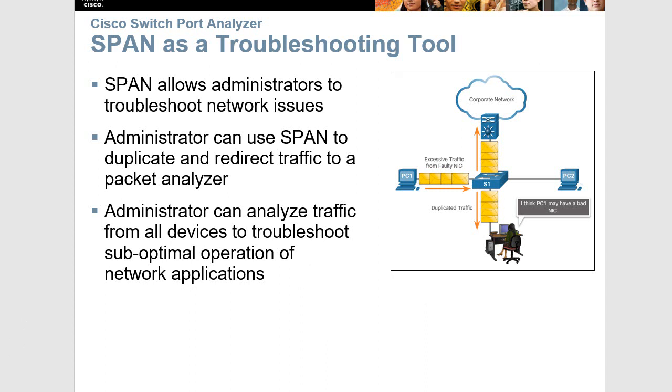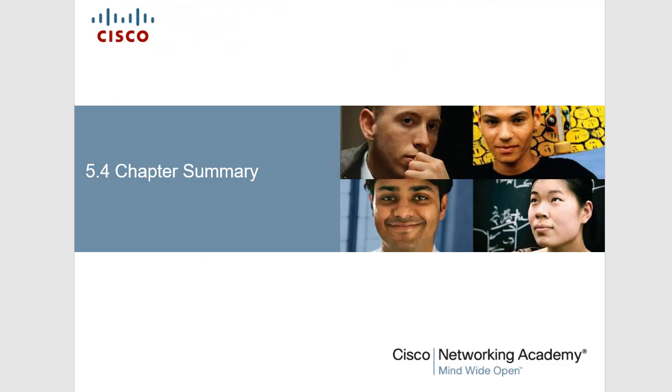So we had SPAN, we had our SNMP, and we had our LAN security that we went over in this chapter. So that's it for chapter 5. Not too long a video, and I think we should be good to get chapter 6 cranked out tomorrow, hopefully.